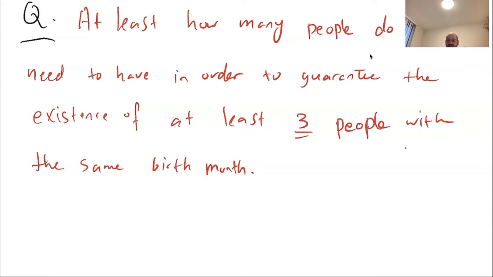But once I have 13 people, because I can distribute 12 people into 12 months, all having different birth months, but then the 13th person must be put into one of the months that is already used and has a name of a person in it. So then if I have 13 people, I will have at least 2 people with the same birth month.